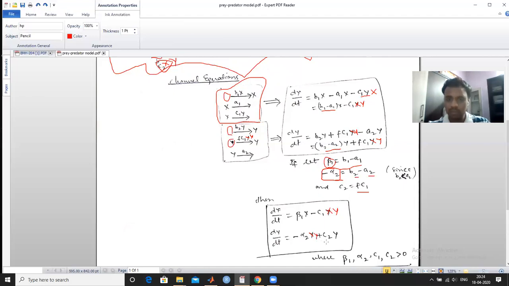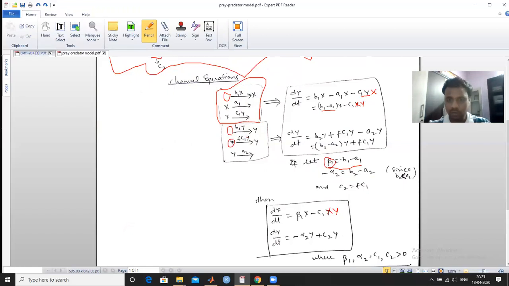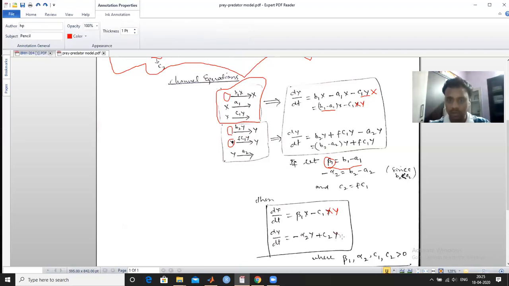and plus C2, no, alpha. This is b2 minus a2 is minus alpha 2. Yes, y is as it is, no issue. But that is the C2 and x and y. X is here and this is y. So this is our predator model, where beta 1, alpha 2, C1 and C2 are all positive.